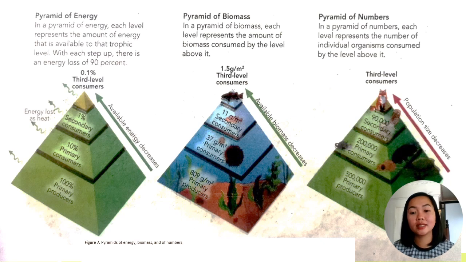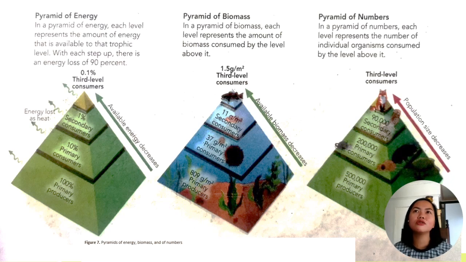The third one is the pyramid of numbers. Mainly, this represents the actual number of organisms consumed by the level above it. So, for example, if naa tay 500,000 primary producers, gamay lang dapat ang primary consumers, dapat na lang tayo mga 200,000, as represented here in the pyramid of numbers.